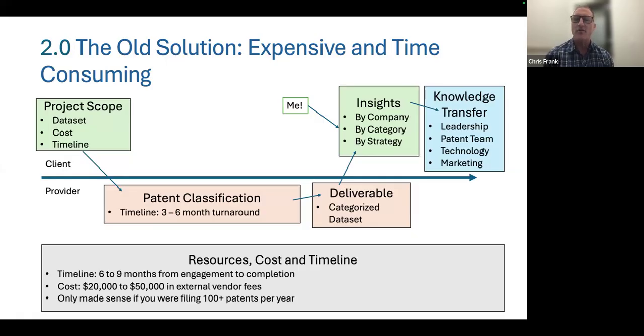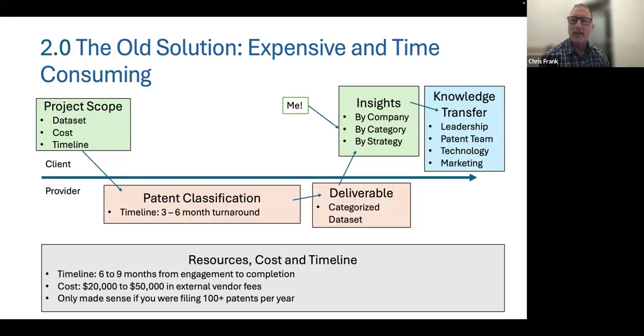Then you send this off to your patent research provider, and they're going to have a team of scientists, engineers, PhDs that are going to manually go through all of these patent documents and classify them and categorize them. And that's going to be generally a 3 to 6 month turnaround. And then you're going to get a deliverable in the form of an Excel spreadsheet and maybe a PowerPoint and maybe a report.